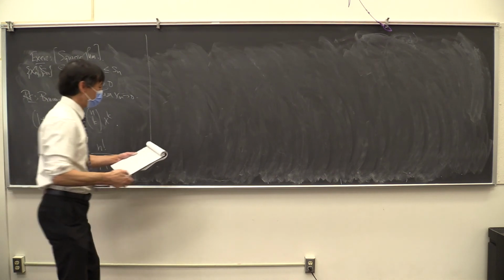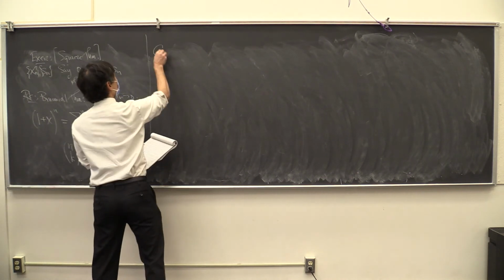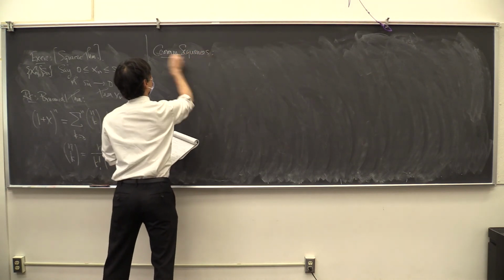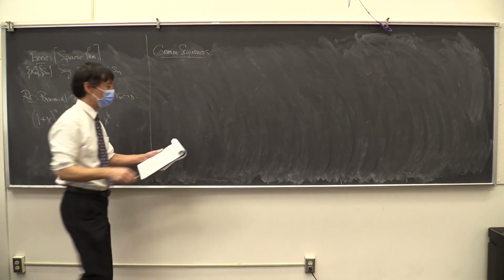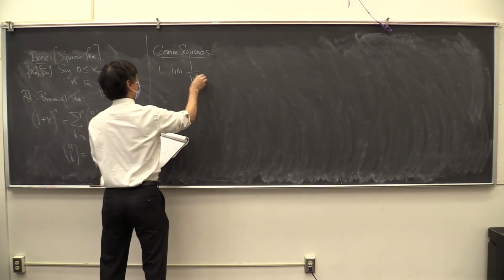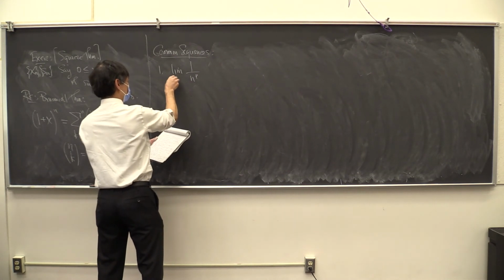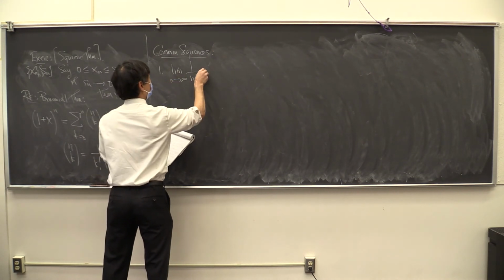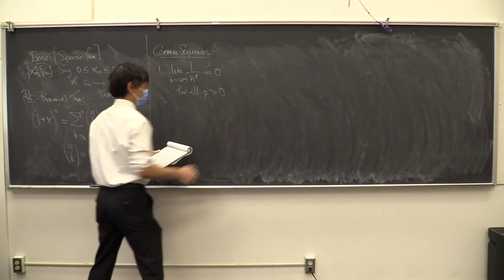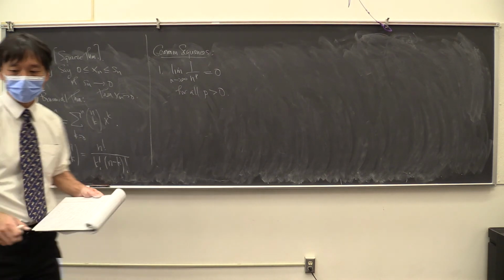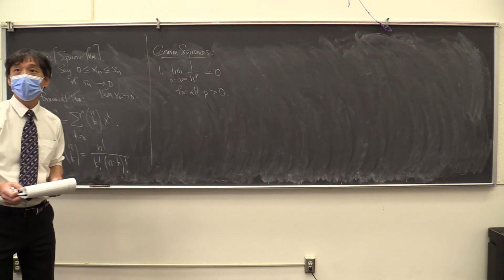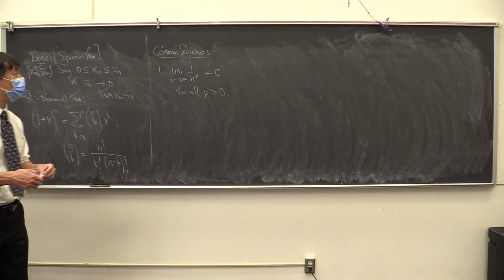Okay, so those are things we're going to need. So I'm going to prove some limits of some common sequences. The first one is the following: the limit of 1 over n to the p as n goes to infinity is 0 for all p greater than 0.